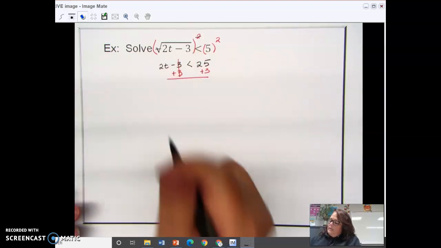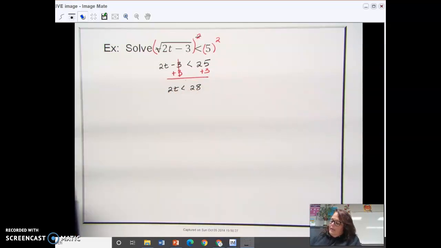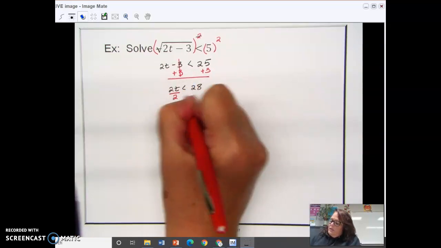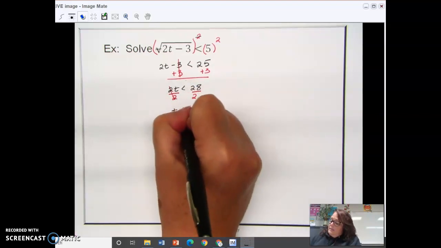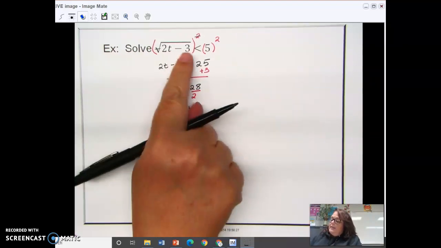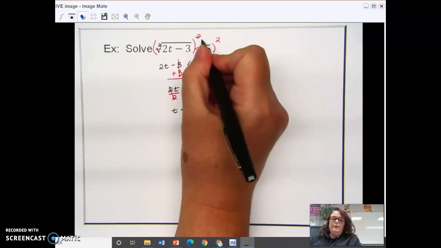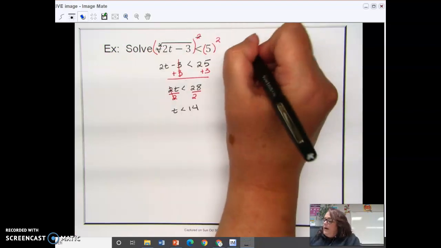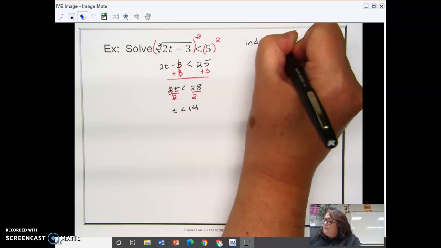And we get 2t is less than 28. And then dividing both sides by 2 does not change my inequality because that's positive. And we get t is less than 14. Then I notice I've got this invisible 2 here, which is why the square can cancel it out. So that means that my index is even.